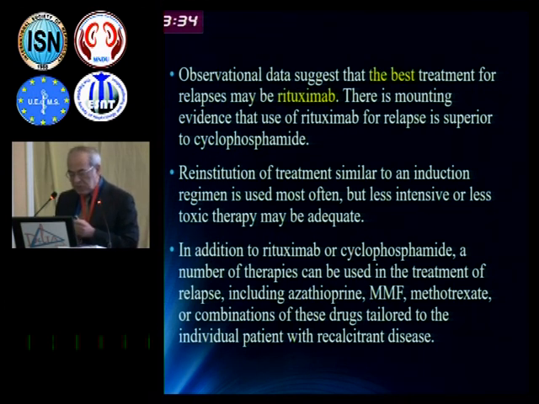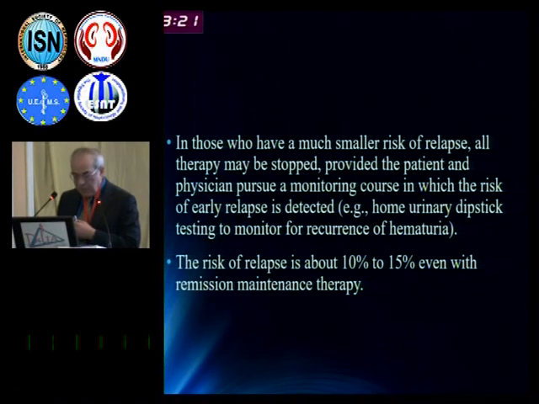In addition to rituximab or cyclophosphamide, a number of therapies can be used in the treatment of relapse, including azathioprine, MMF, methotrexate, or a combination of these drugs. In those who have a much smaller risk of relapse, all therapies may be stopped, provided the patient and physician can do good monitoring, of course. The risk of relapse is about 10 to 15%, even with remission maintenance therapy.